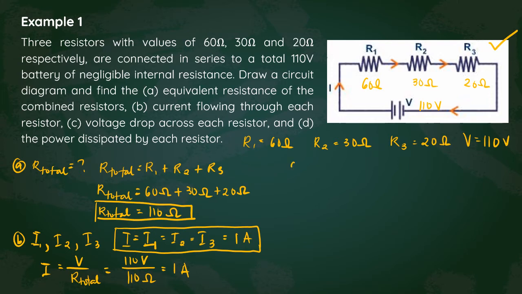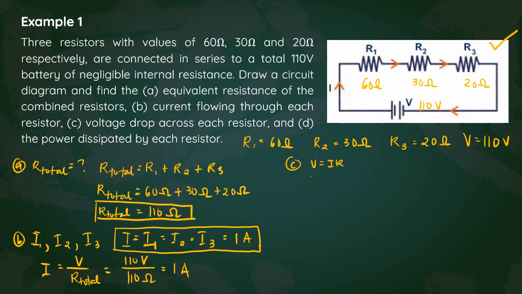For C, we are asked of the voltage drop. So how do we solve for the voltage drop of each resistor? Using Ohm's law, we know that voltage is equal to current times resistance. So the use of Ohm's law will still be important in solving for these questions.